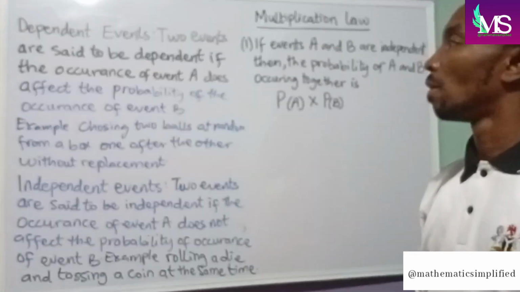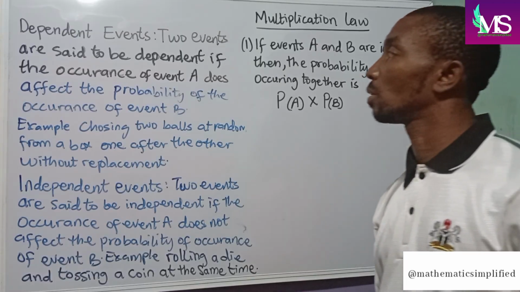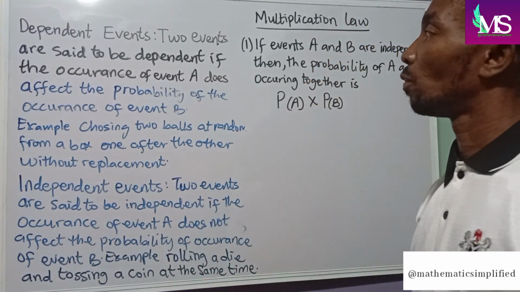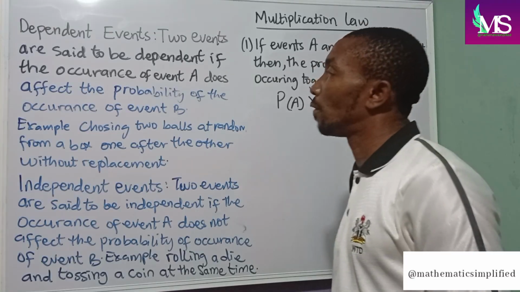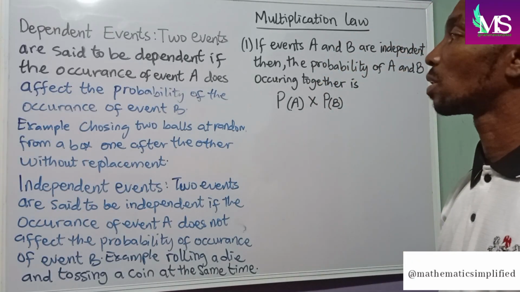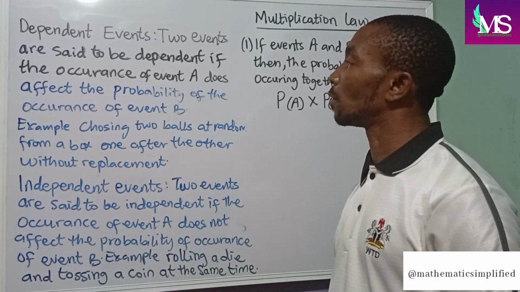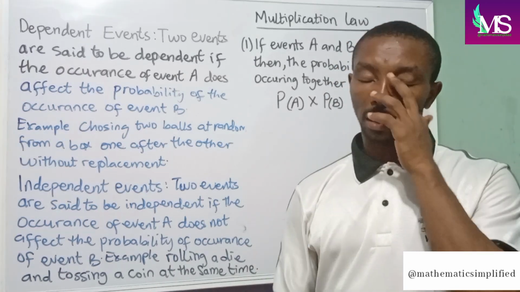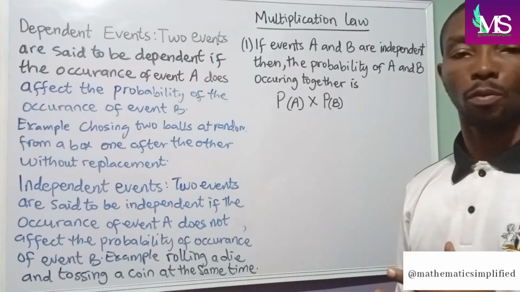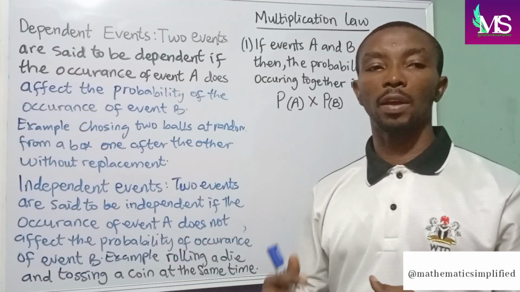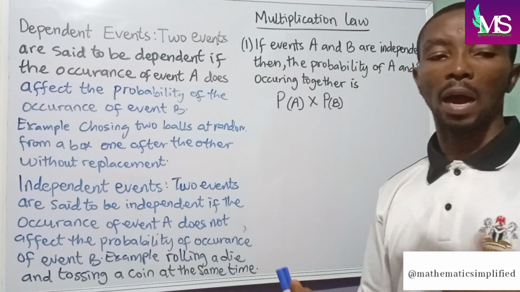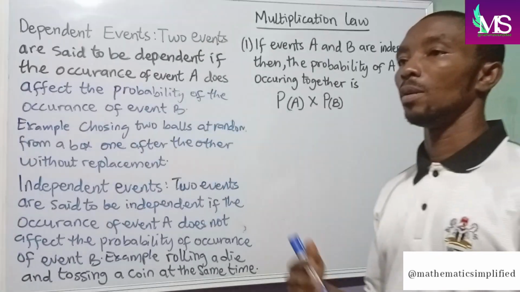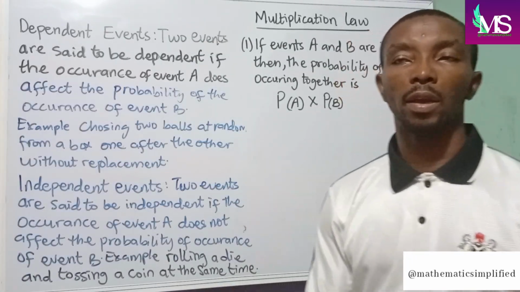Welcome back. Now today we'll be talking about dependent events and independent events. Dependent events: two events are said to be dependent if the occurrence of event A does affect the occurrence of event B. That is to say, if event A affects what will happen in event B, then B is dependent on A.